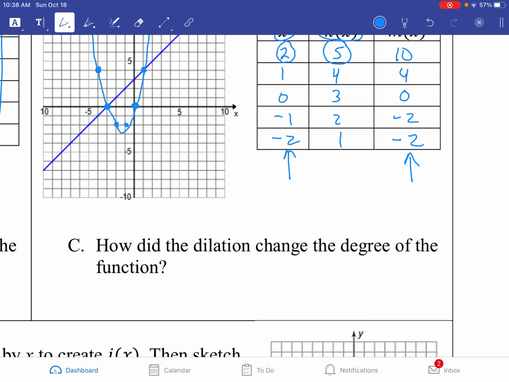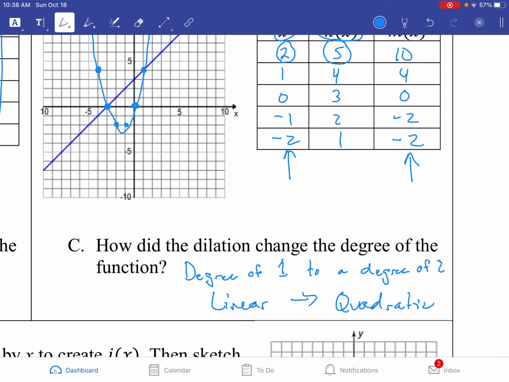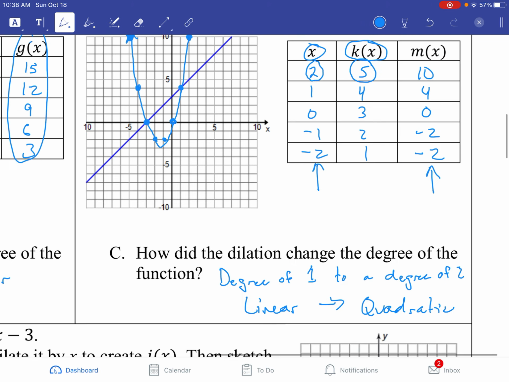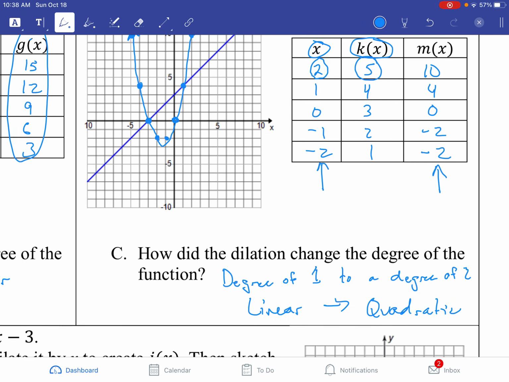So it went from a degree of 1 to a degree of 2. So it went from linear to a quadratic. Okay, and a quadratic has a parabola, which makes sense because that's what our new graph looks like.